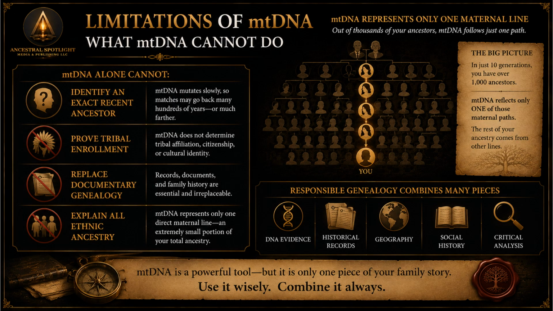mtDNA is powerful, but it also has limitations. Because mtDNA follows only one direct maternal line, it represents a tiny fraction of your total ancestry. You may have thousands of ancestors in a time frame where mtDNA reflects only one maternal path. This is why responsible genealogy combines DNA evidence, historical records, geography, social history, and critical analysis.